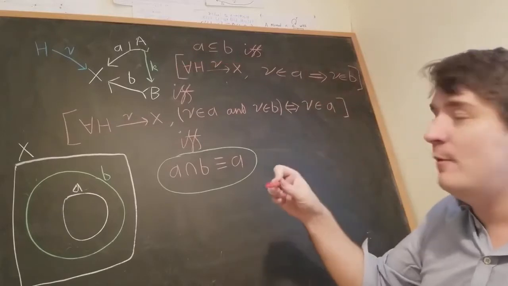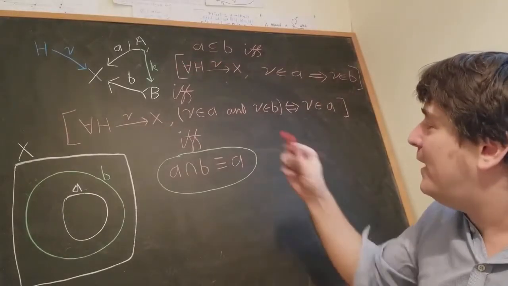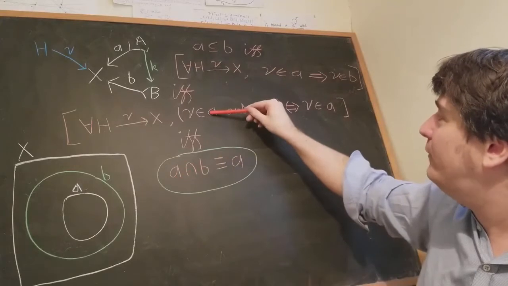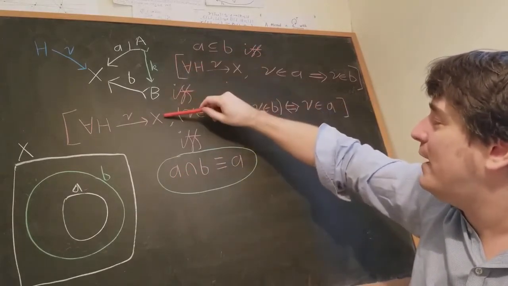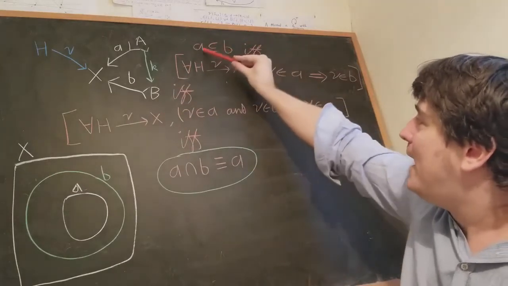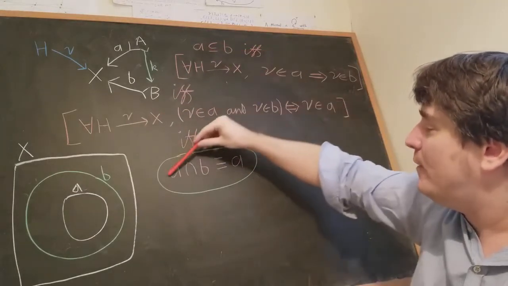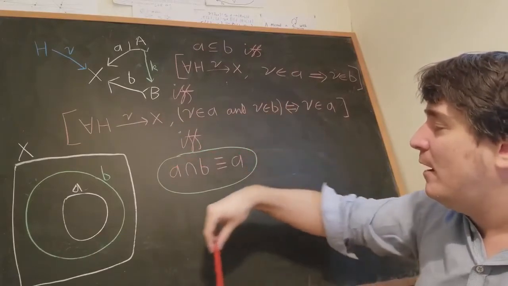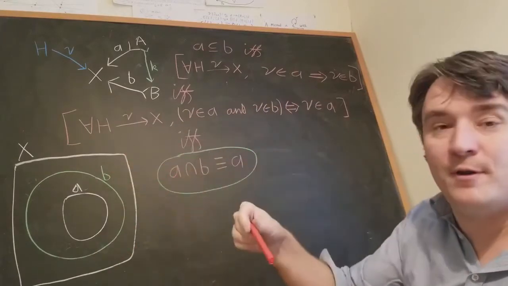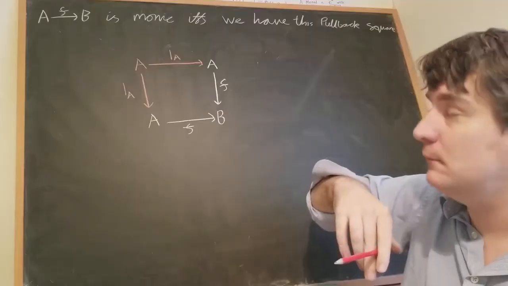So to summarize, saying this is equivalent to saying this, saying this is equivalent to saying this, and saying this is equivalent to saying this. So yes, A is contained in B if and only if A intersection B is equivalent to A. Pretty much just like what happens in the category of sets.